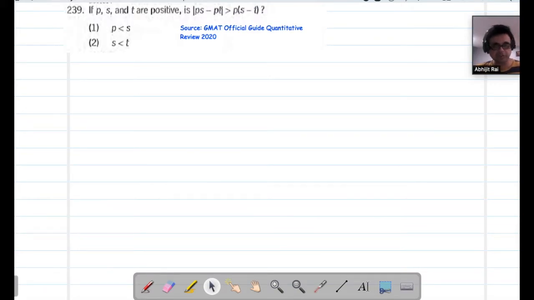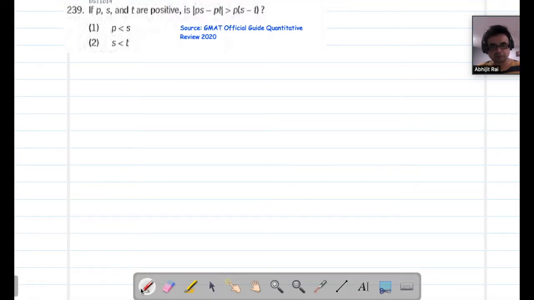Hello everyone. Today we are going to solve this absolute value question from the Official Guide to GMAT Quantitative Review 2020. It's a daunting looking question. However, if we apply the concepts and the basics that we discussed in my absolute value basics video, you would be able to solve it relatively easily with reasoning only. Let's take it step by step.